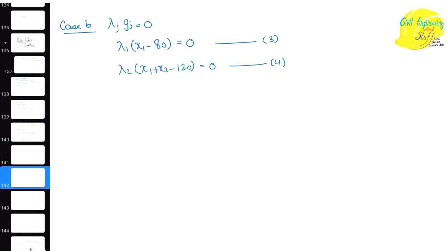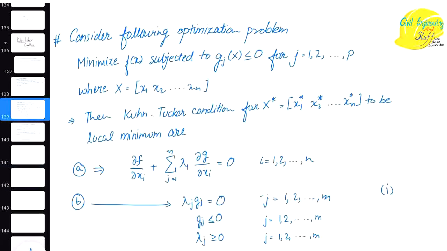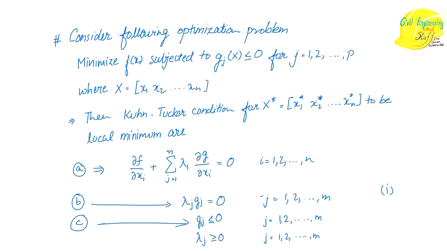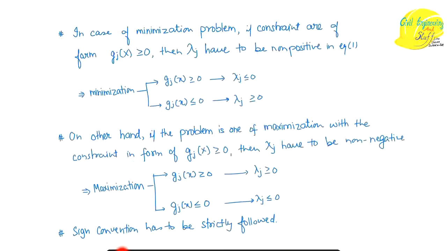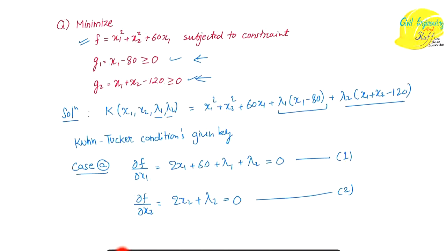All right, then we'll go for case C, that is gj less than equal to 0. It depends upon the condition. For taking this as an example, we considered our constraint to be less than equal to 0. In the question we have greater or equal to 0, right? So we are going to use this one only.